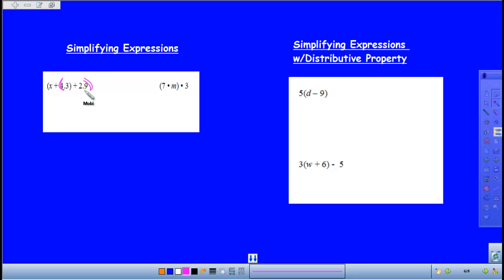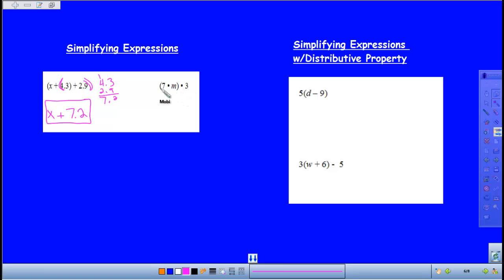So I would have 4 plus 4 and 3 tenths plus 2 and 9 tenths. And I would get 7 and 2 tenths. And I have x left. So I have x plus 7 and 2/10. That would be my simplified expression.